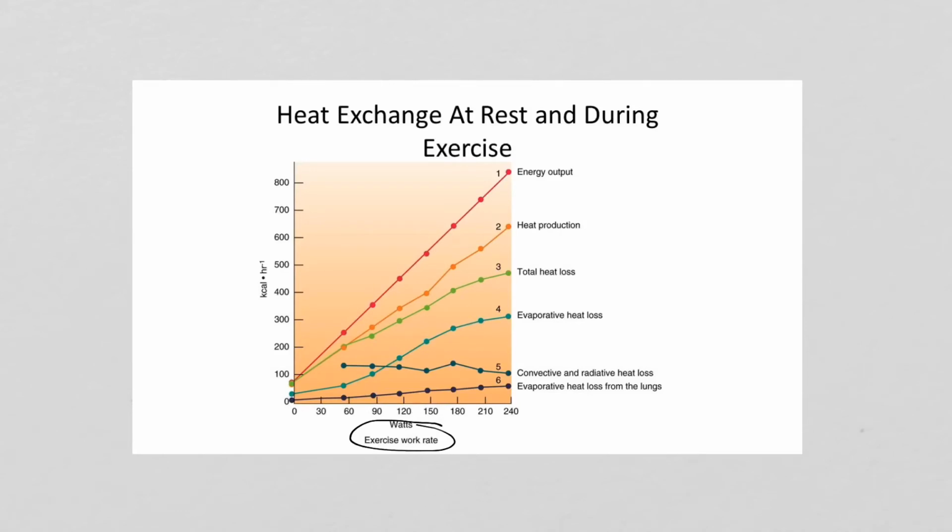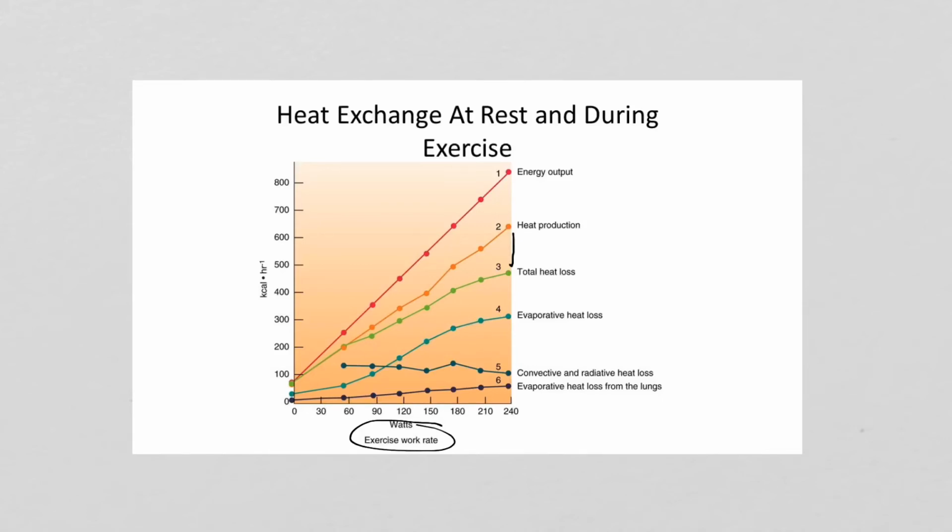Notice that the total heat loss does not keep pace with heat production. So this gap here between heat production and heat loss means that the body has gained heat. So the heat production has exceeded the heat loss, and so the body temperature, of course, will have increased because the body is now storing some heat. It can't dissipate all of the heat that's being produced.